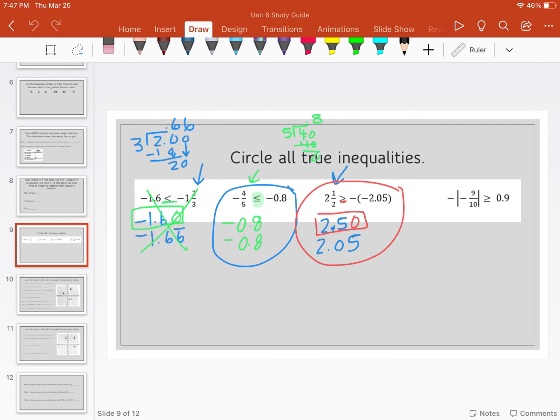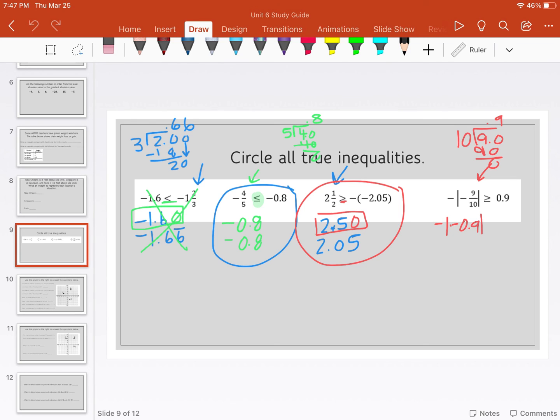So this is true. All right, and then the last one, we've got the opposite of the absolute value of 9/10. So we do need to divide here to figure out what this is as a decimal. So we need to put 10 into 9. It can't go into 9, but it can go into 90 9 times. 9 times 10 is 90. And we're done. So this is the opposite of the absolute value of negative 0.9.